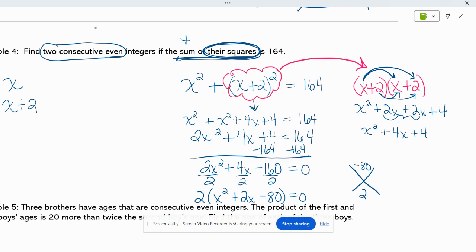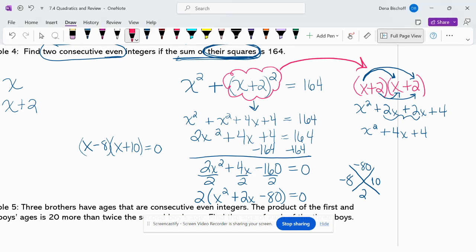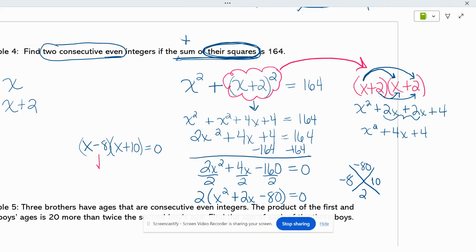Negative 8 and 10. I love that. That's perfect. Negative 8 and positive 10. So that means that my factors are x minus 8 times x plus 10 equals 0. So what are my roots? If my factors are x minus 8 and x plus 10, what are my roots? Well, what's the opposite of negative 8?